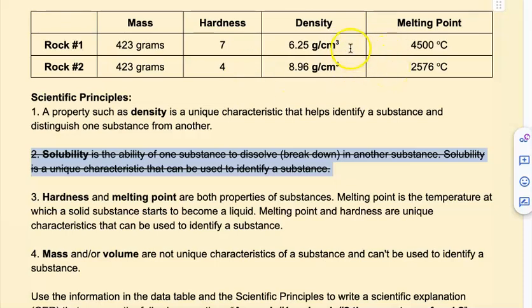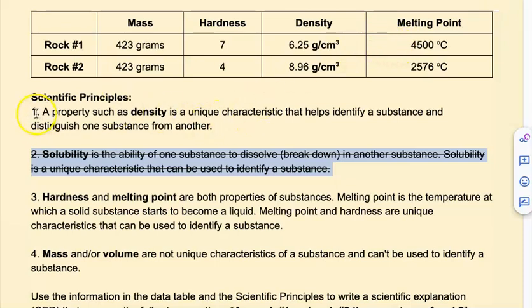So density is a unique characteristic. So is melting point and hardness, and they're all different. So more than likely, they're not the same. But wait, mass is the same. How can that be? Well, read on. Mass and or volume are unique characteristics of a substance that can't be used to identify a substance. Now, does that make sense for you? What happens if the two rocks happen to be the exact same size? They could have the same mass. It's like having 2 candy bars that have the exact same mass, but they're different candy bars. They're not the same just because they have the same mass. That wouldn't make any sense. But these other things are huge.